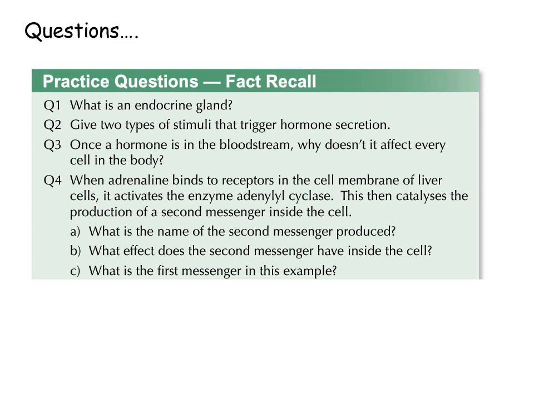We're going to finish off this presentation with a few questions. To start with, what is an endocrine gland? Give 2 types of stimuli that trigger hormone secretion. Once the hormone is in the bloodstream, why doesn't it affect every cell in the body? And thirdly, a question about adrenaline, which we'll come back to in a second. So what I want you to do is have a look at those questions, just pause this presentation for a moment and note down your answers, and then move on to have a look at the answers which I'm going to cover now.